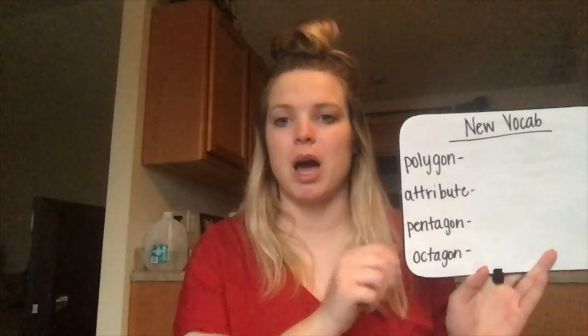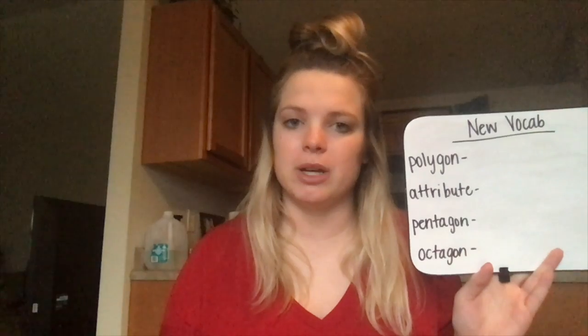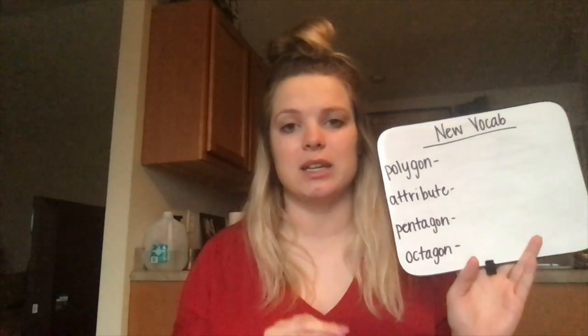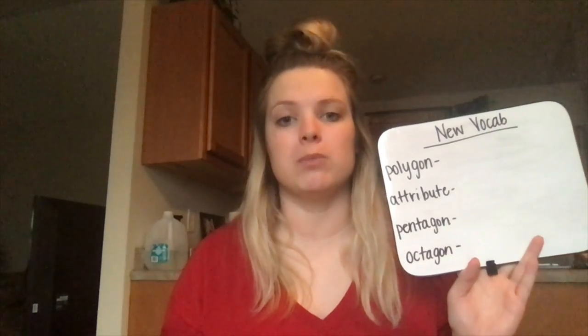All right, so we're going to go ahead and move on to our new vocabulary words for lesson 2. We have 4 new ones on our first page. They're the 4 highlighted words. The first one that we have is polygon. And if you look in your book, it says a polygon is a 2-dimensional figure, which means that it's flat, and it has 3 or more sides.